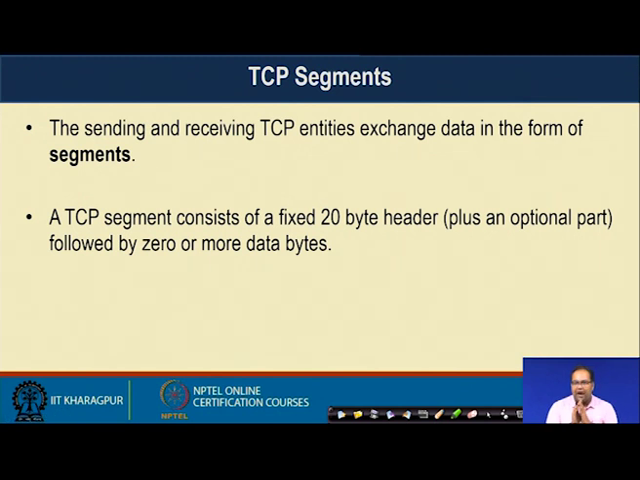So, we looked into this earlier that in TCP this message boundary we call as a segment. The sending and the receiving TCP entities exchange the data in the form of segments. In general, a segment consists of a fixed 20 byte header plus an optional part. The header format that we have looked at earlier is the TCP segment header, followed by 0 or more data bytes. If it is a connection message or connection closure message like the SYN message or the FIN message, you do not have any data, but if it is a data message, you may have additional data along with that segment.